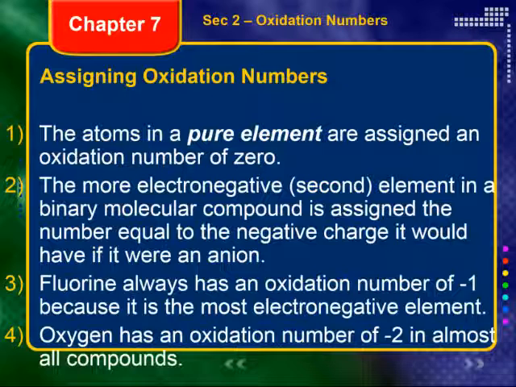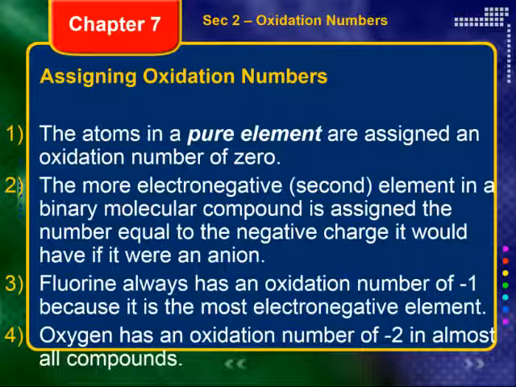After that, we find the more electronegative element, which, remember, is going to be the second element listed. So the second, or most electronegative, element in the binary molecular compound is assigned the number equal to the negative charge it would form if it were an anion. Now, it's not an anion. This is a molecule, but if it was an ion, what negative charge would it have? You give that element an oxidation number equal to that same number.